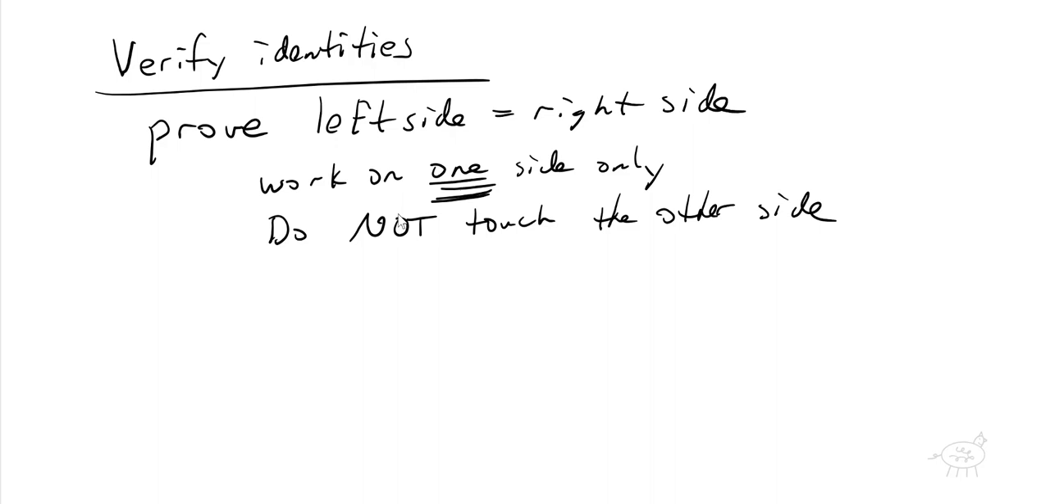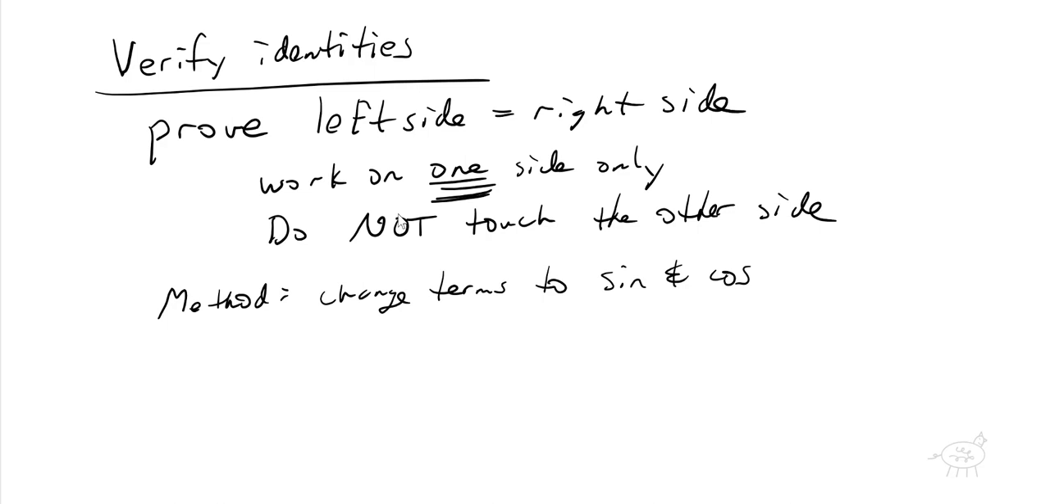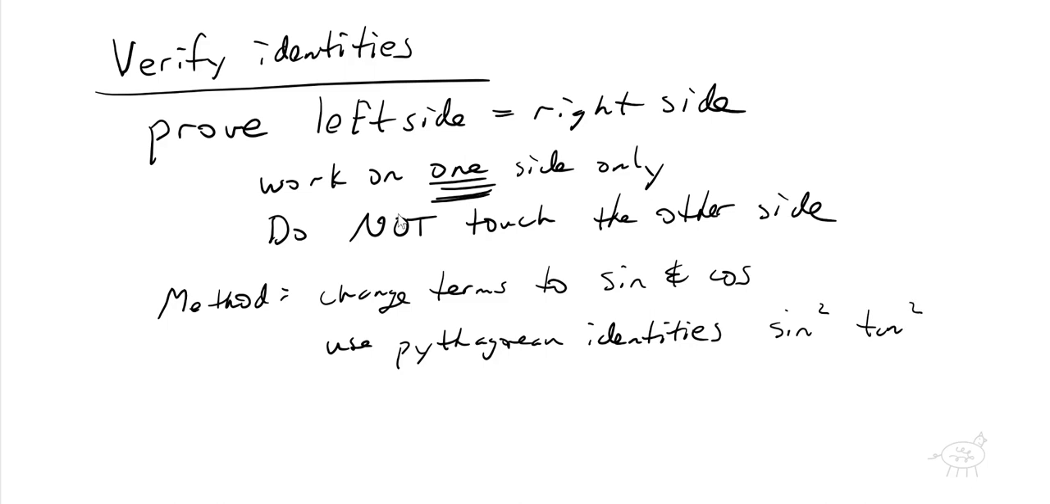So what we're going to do is kind of our method, and we're going to learn more as we go on here, but the method is going to be change terms to sines and cosines. So if you see a secant, you might want to change it into 1 over cosine, etc. So you change to sines and cosines. We're going to use Pythagorean identities. Actually, we're going to see them all, but specifically Pythagorean identities means you're going to look for sine squareds and tangent squareds and secant squareds. You're going to look for all those different trig functions, squared and ones, because that's tangent squared plus one, sine squared plus cosine squared equals one. So you're going to look for all six trig functions, squared and ones. And that's going to help you simplify things, okay?